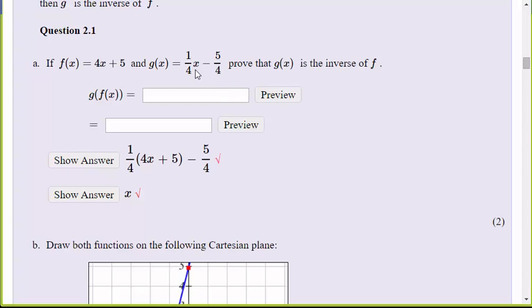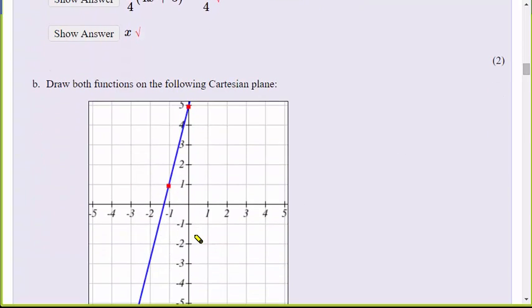If I put a 1 on here, that's a very nice one. If I put a 1 in here, I get a quarter minus 5 over 4. So it's 1 minus 5 is negative 4, and negative 4 over 4 gives me negative 1. So I've got 0 gives me negative 5 over 4. How much is negative 5 over 4? 1.25. It's negative 1.25. So it's here and about there. And then when we put in a 1, we got negative 1.